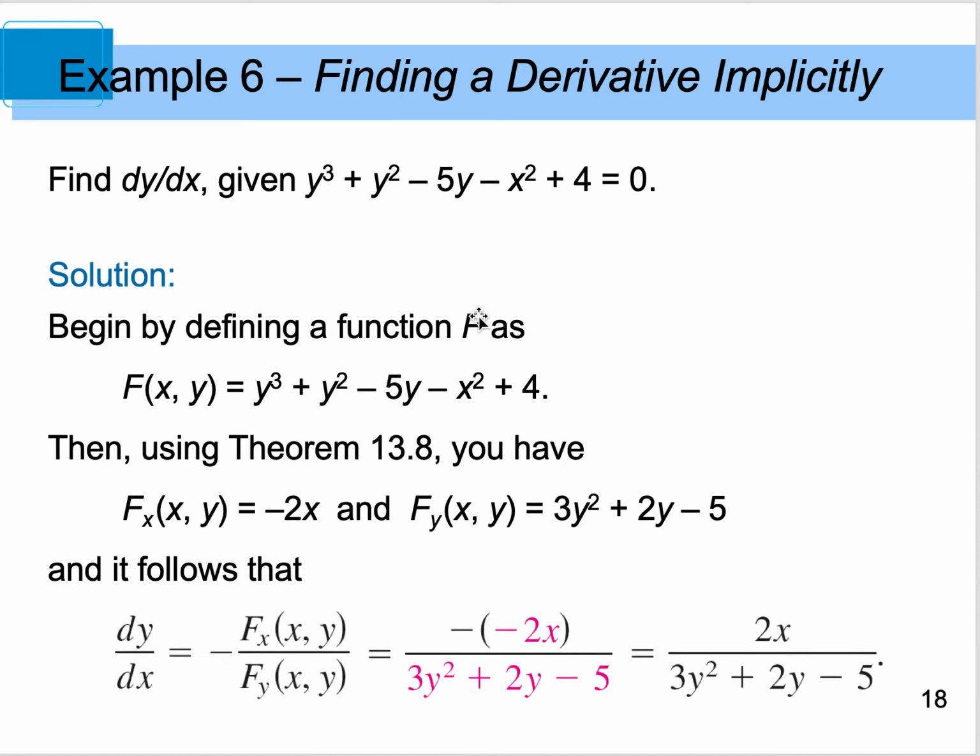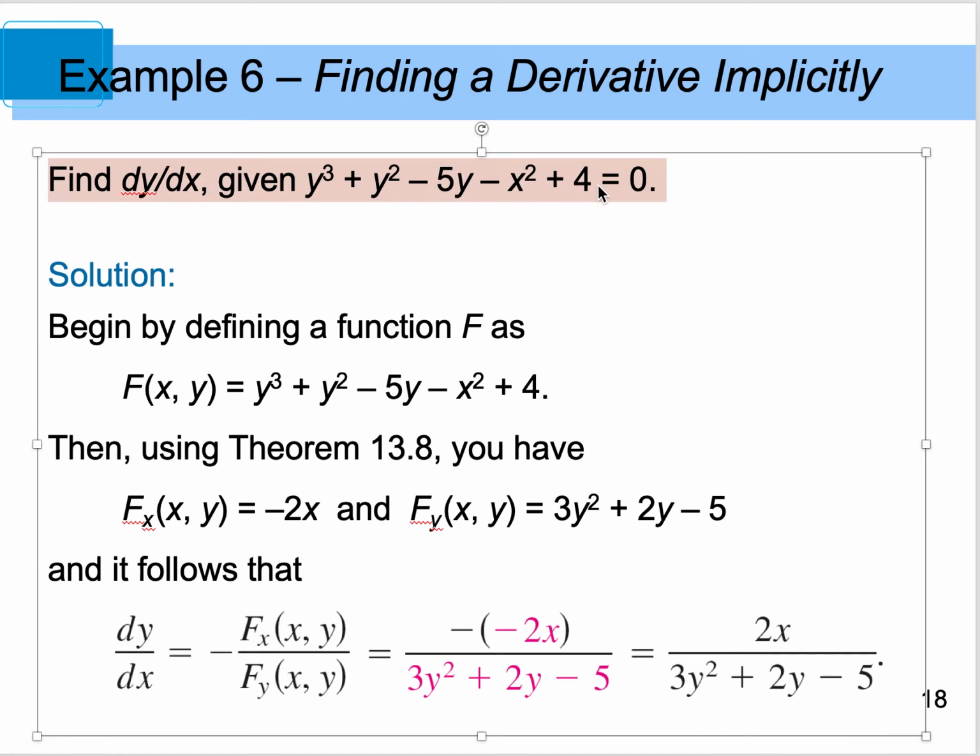So what does it look like in practice? I know those theorems are great, they're wonderful, but it's really hard to visualize them. So if I'm finding dy dx, given this is an implicit, right? This feels like an implicit from Calculus 1. I'm going to start by defining the function f as f of xy equals this function. So that's just a little notation change.